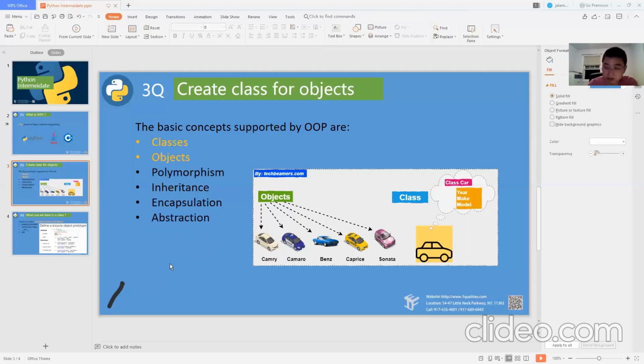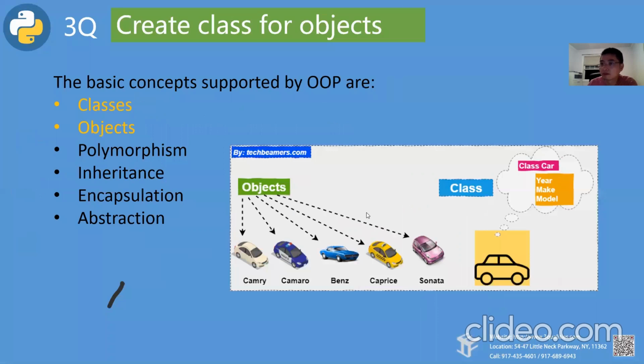Okay, let me make it bigger actually. Okay, here. This is class. This is object. Right side is class. Left side is object.